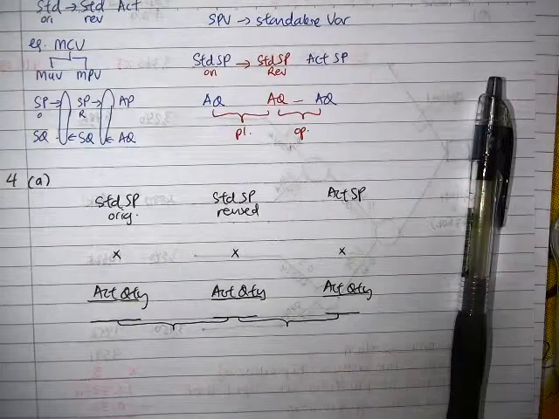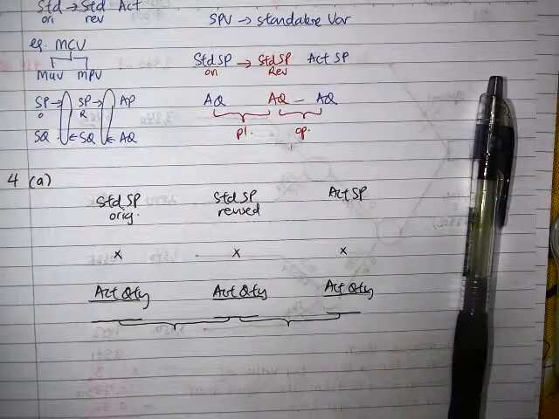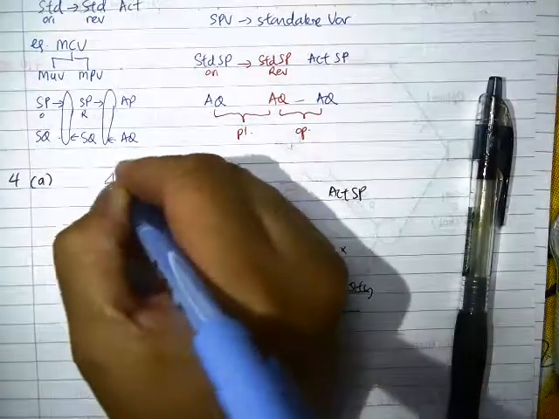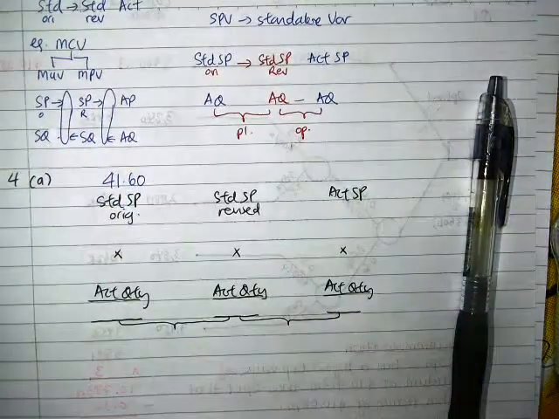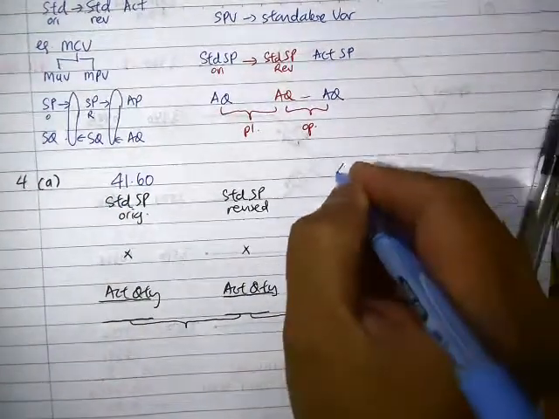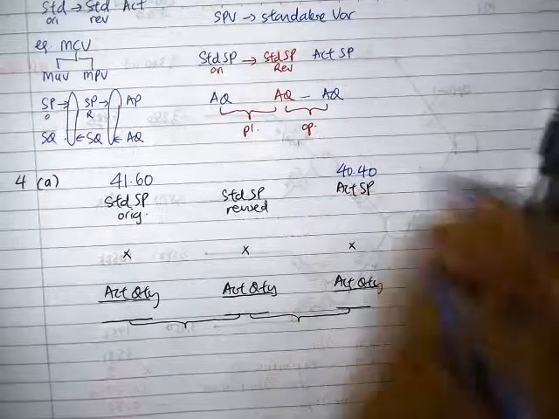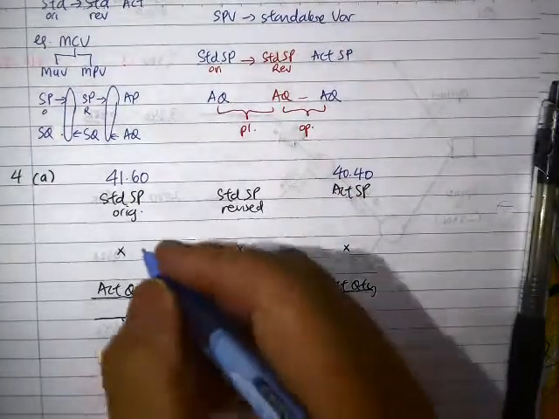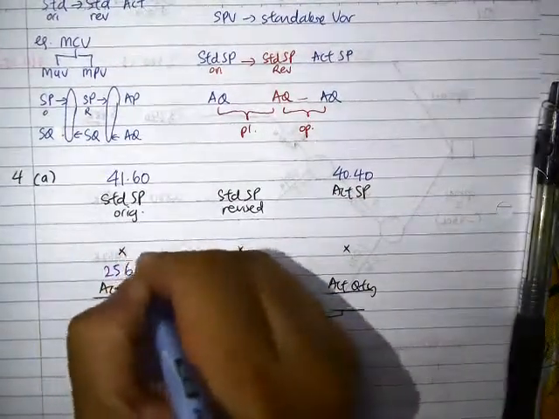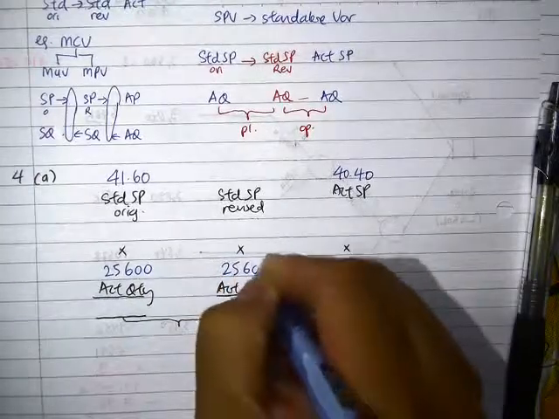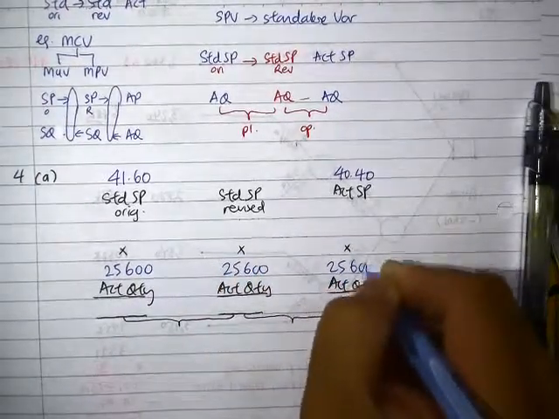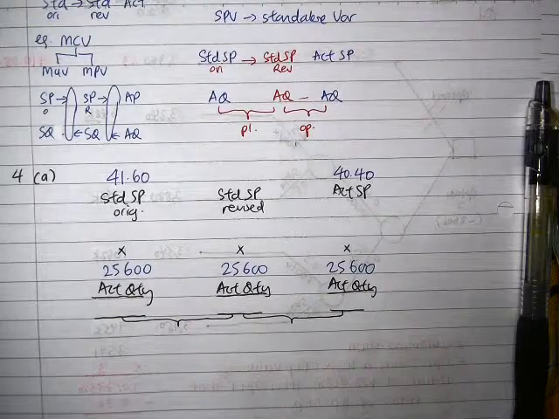Okay, so the standard selling price for commodity 3 is 41.6, right? And the actual selling price is 40.4. So the actual quantity is 25,006. So what revised price do you have?